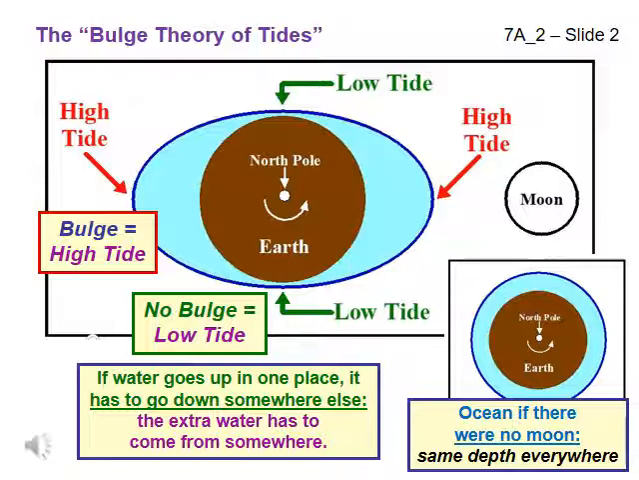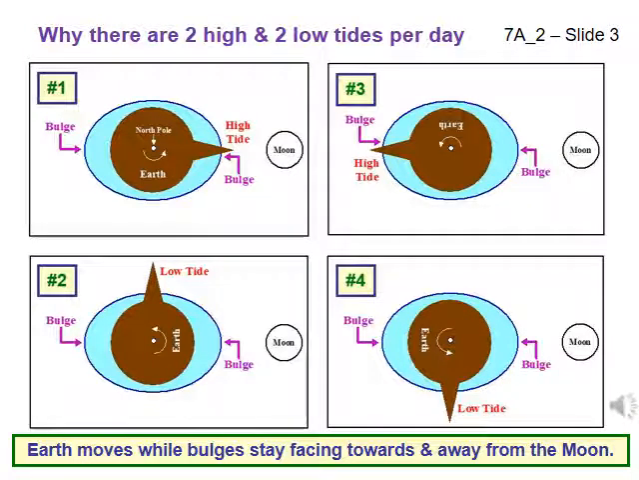The 2 places where there is more water and the sea surface is higher, the bulges, are experiencing high tides, and the 2 places where there is less water and the sea surface is lower are experiencing low tides. Thus, at any moment in time, 2 regions on opposite sides of the Earth are experiencing high tides, while the 2 regions between them are experiencing low tide. Slide 3. 2 bulges equals 2 high tides per day. 2 bulges in the Earth's ocean results in 2 high tides and 2 low tides per day, with 6 hours between high and low tide.